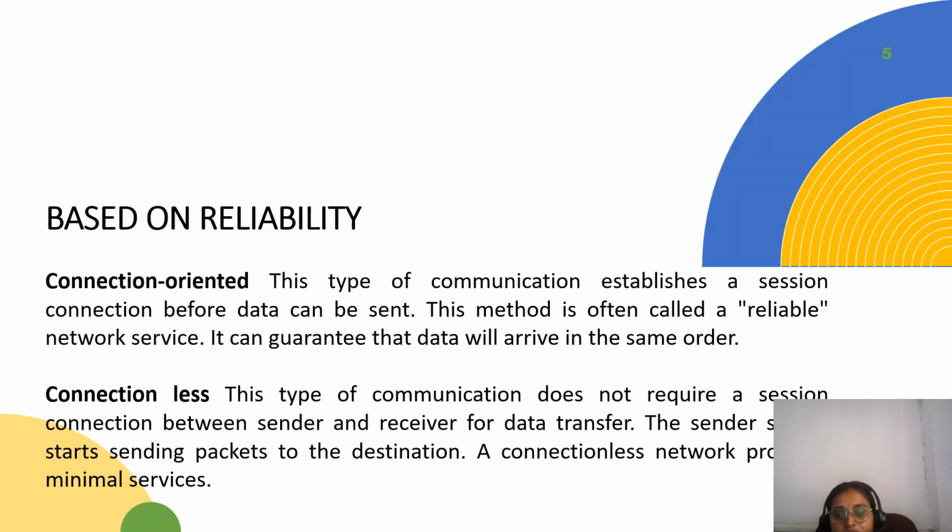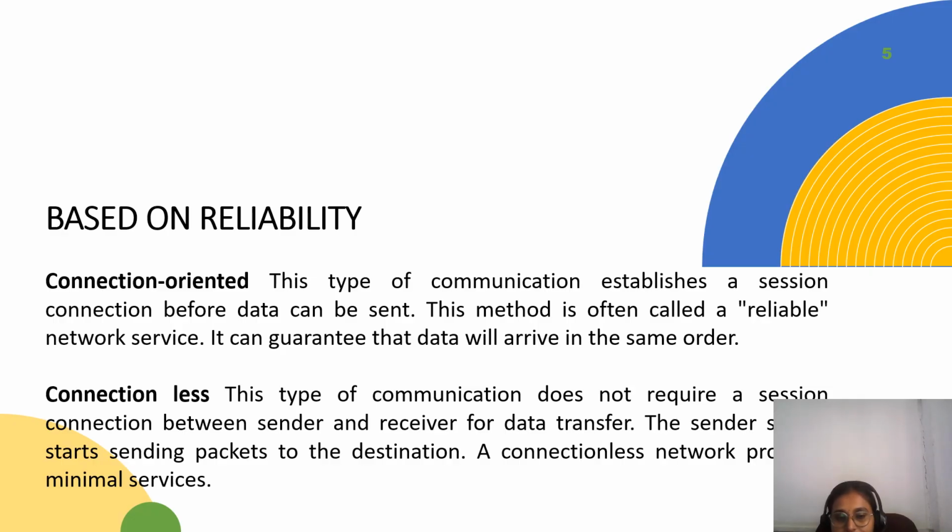And then based on the reliability, we are having connection oriented and connectionless. So this type of communication establishes a session connection before data can be sent. This method is often called a reliable network service. It can guarantee that data will arrive in the same order.